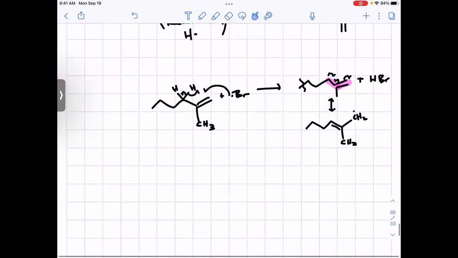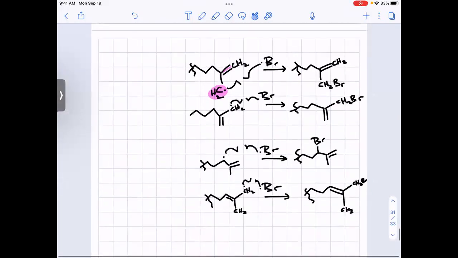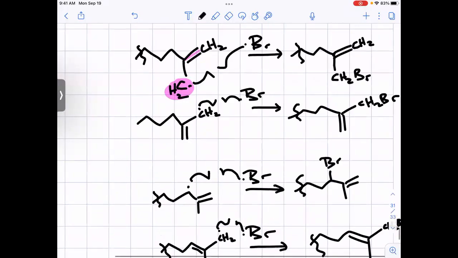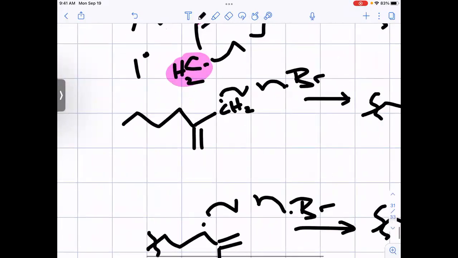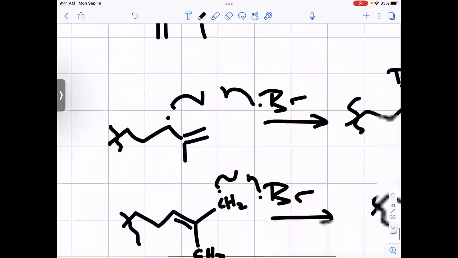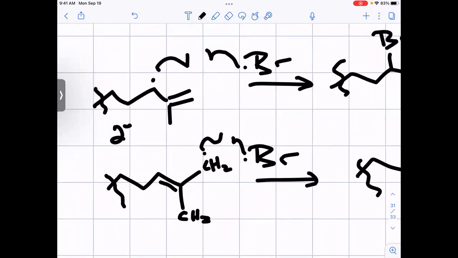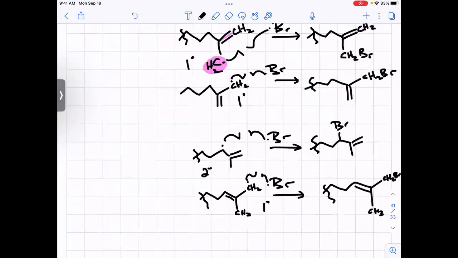So all of these radicals, if you look at them, you have three out of the four radicals, three of them are primary. All right, this is primary. So is this. This is secondary. And then this is also primary. So here, you're going to really have competing processes that'll give you the one that's formed the fastest.